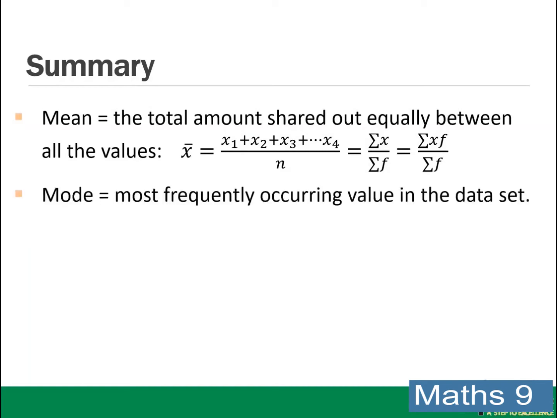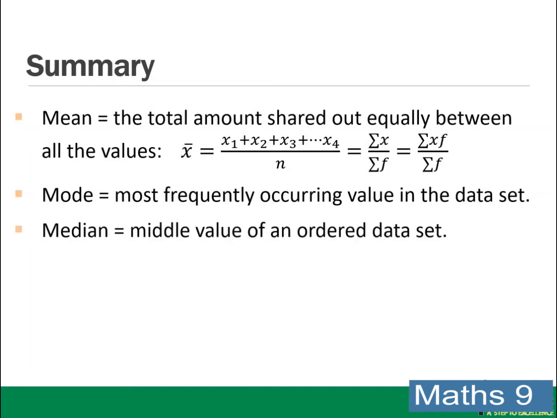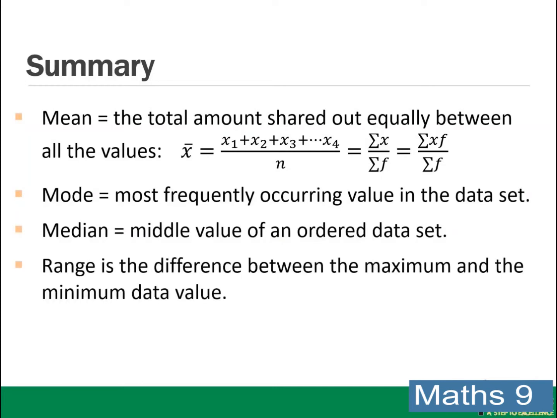The mode is the most frequently occurring value in the dataset. The median is the middle value of an ordered dataset. The range is the difference between the maximum and the minimum data value.